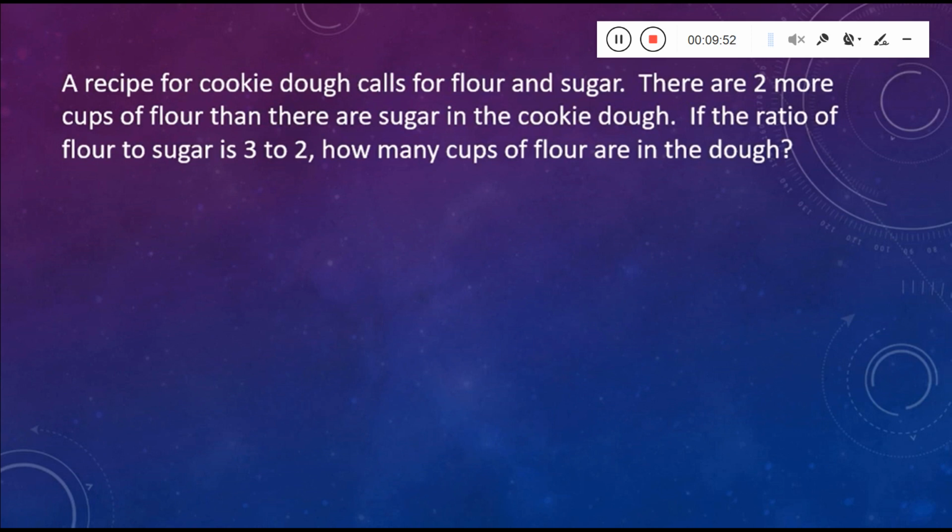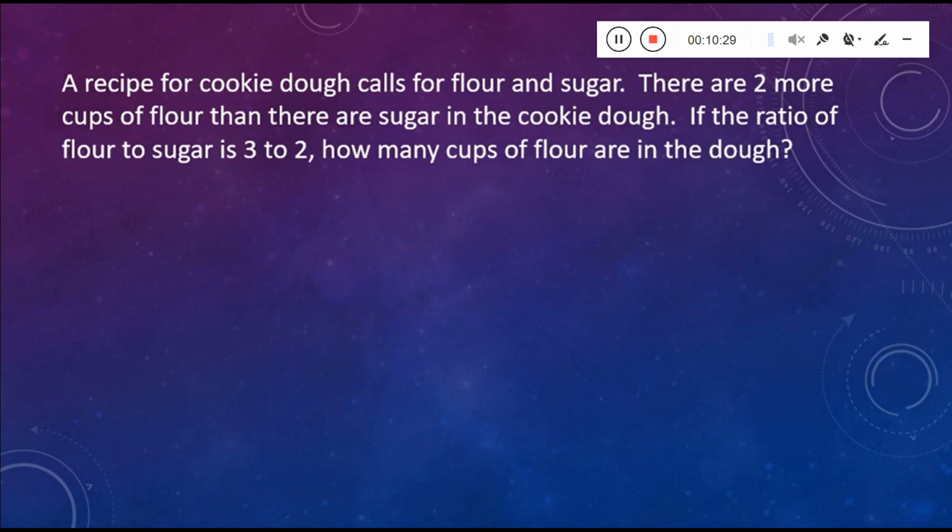scenario. Another place that we can use linear equations is in ratios and proportions. And here's a sample problem highlighting ratios and proportions. A recipe for cookie dough calls for flour and sugar. There are 2 more cups of flour than there are cups of sugar in the cookie dough. If the ratio of flour to sugar is 3 to 2, how many cups of flour are there going to be in this cookie dough?